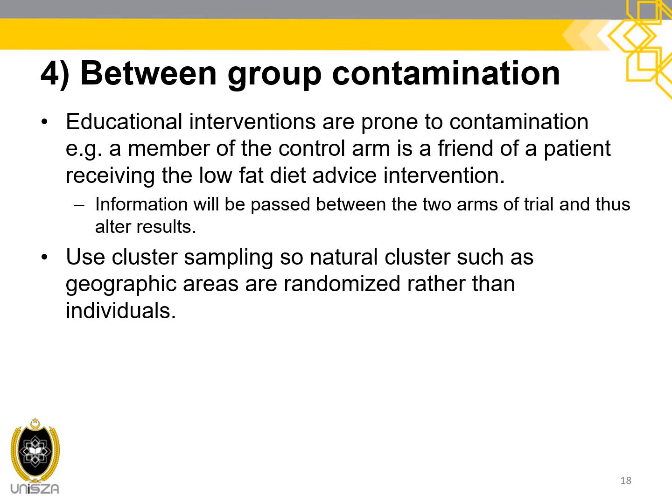The fourth important factor in RCT is between group contamination. Educational interventions are prone to contamination. For example, a member of the control arm is a friend of a patient receiving the low-fat diet advice intervention. Therefore, information will be passed between the two arms of the trial and thus alter the results. The suggestion is to use cluster sampling because a natural cluster such as geographic areas is randomized in cluster sampling rather than individuals. Therefore, each cluster will be the intervention or control.